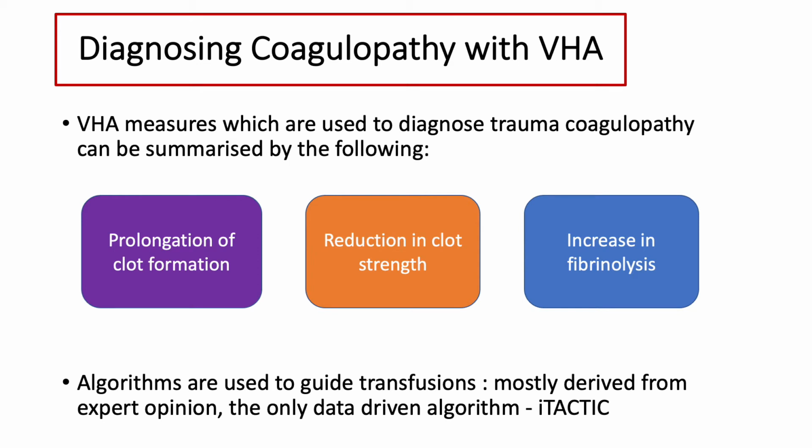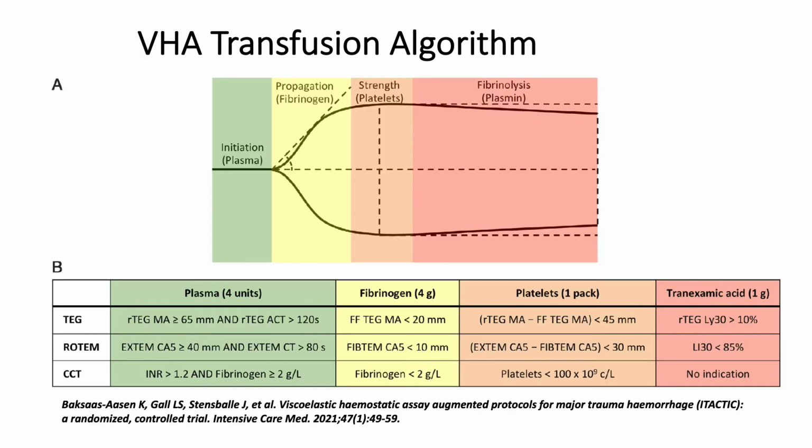There are many transfusion algorithms that are available, mostly derived from expert opinion. The only data-driven algorithm was taken from the Hemostatic study, which I will mention later on. This is an example of a VHA transfusion algorithm. This was taken from the Hemostatic study. Believe me, it's not as complicated as it looks.